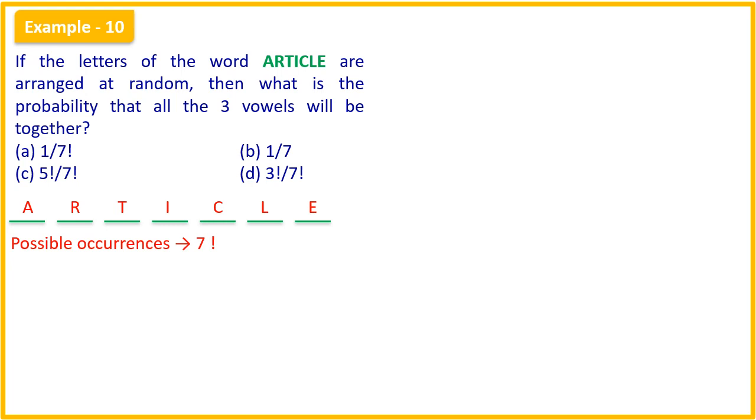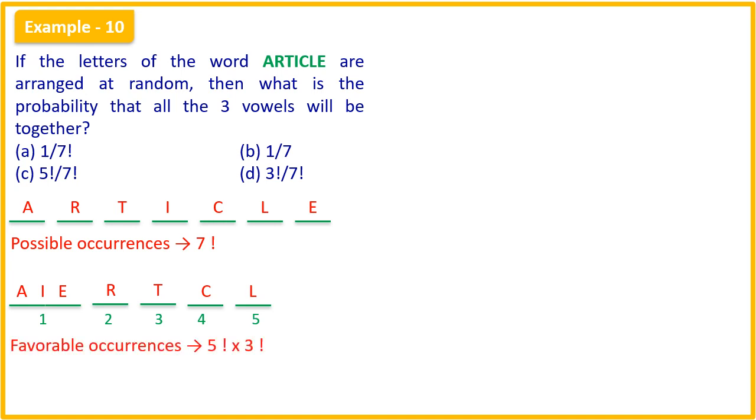Now what we want is that all the 3 vowels should be together. So let us club these 3 vowels and consider this as one single unit. Remaining 4 consonants can be considered as 4 individual units. Now there are total 5 units which can be arranged in a total of 5 factorial ways, and these 3 vowels can be arranged among themselves in 3 factorial ways. So the favorable number of occurrences will be 5 factorial into 3 factorial. So the probability that all the 3 vowels will be together when we are randomly arranging is 5 factorial into 3 factorial divided by 7 factorial, which comes out to be 1 out of 7.